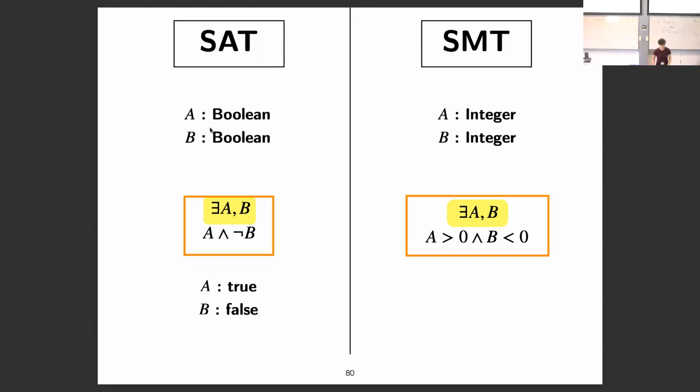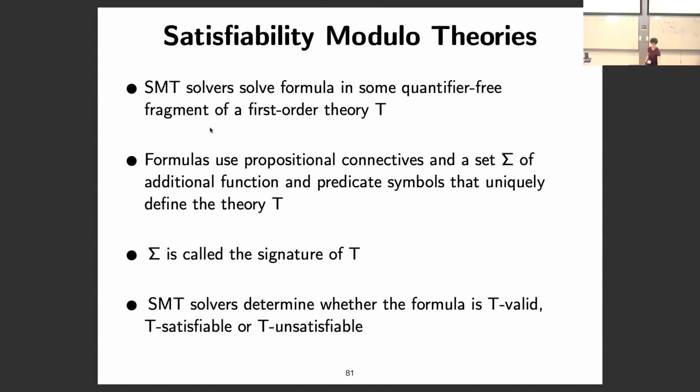So SMT is like propositional SAT, except now we have theories. For now, assume a quantifier-free fragment of a first-order theory T. We have propositional connectives, and a set of additional function and predicate symbols that come from the theory. This is the signature of the theory. Then we determine whether these formulas are T-valid, T-satisfiable, or T-unsatisfiable. The definitions are the same as before: valid is always true, satisfiable is true for one assignment, unsatisfiable is never true. The T means we use the interpretation of all the symbols from this theory.